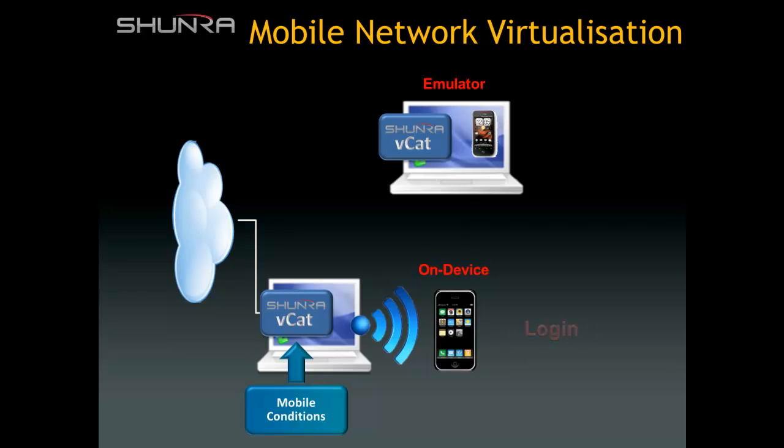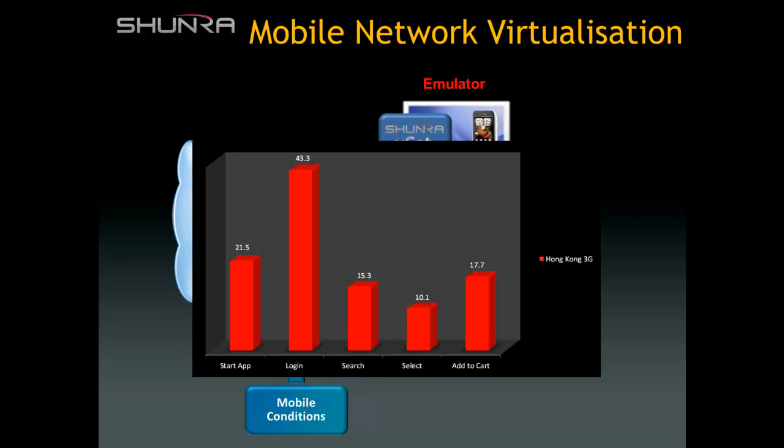With Shunra VCAT replaying the real mobile network conditions, applications can then be tested by executing each step in sequence in the standard way, either manually or using automation as described previously. Using VCAT, you can also optionally record the steps as they are performed, marking the start and end times. This step timing can be done manually in VCAT or can be integrated into the automation tools used.